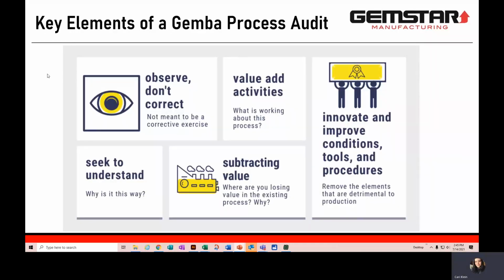So when we talk about Gemba auditing, I kind of coined a term called Gemba audit. It really combines the best of a Gemba walk with a process audit. If you remember, the term Gemba is a Japanese term. It means going to the source. And that's exactly what these audits are designed to do.